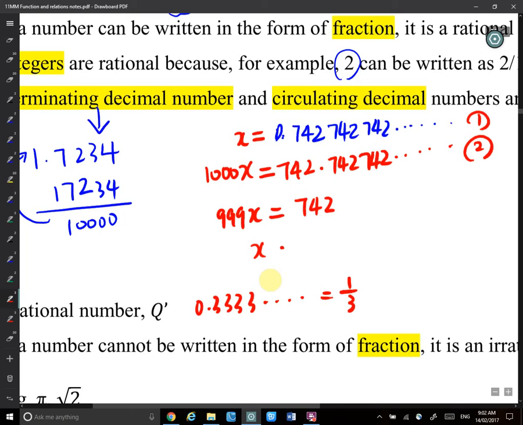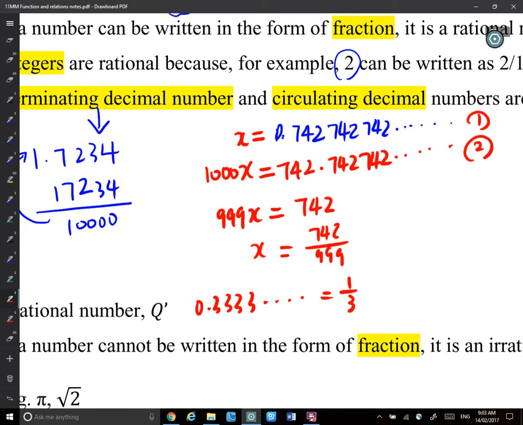So what is x equivalent to? x is equivalent to 742 over 999. And what does that mean? That means x equals that. And what is your x? x equals 0.742742. So 0.742 circulating, 7, 4 and 2, is equivalent to 742 over 999. So all these circulating decimal numbers can be represented this way. It can all come back to being done this way. If you want to check, you can check. It must be the same.